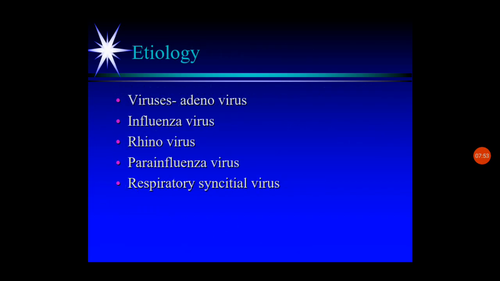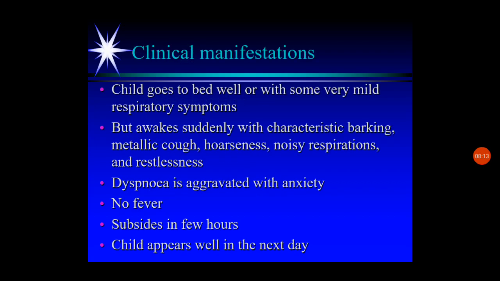Regarding the etiology, again viruses like adenovirus, influenza virus, rhinovirus, parainfluenza virus, respiratory syncytial virus. So these are the common viruses which we expect to cause acute spasmodic laryngitis. Next we can see the clinical manifestation.